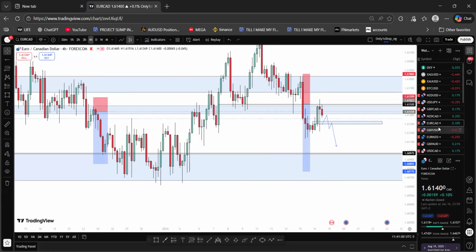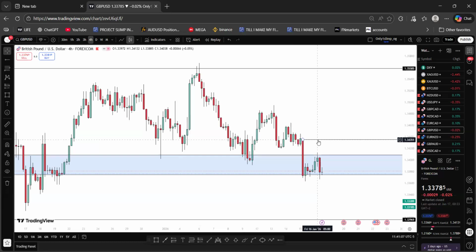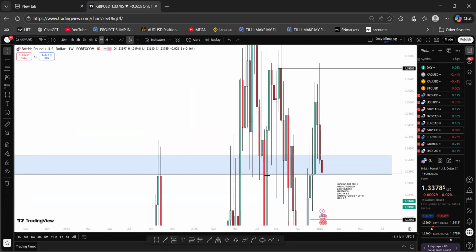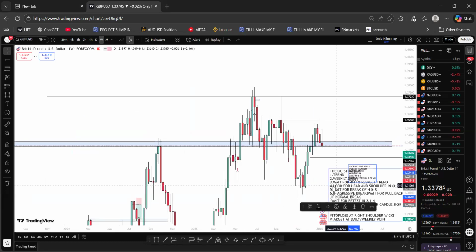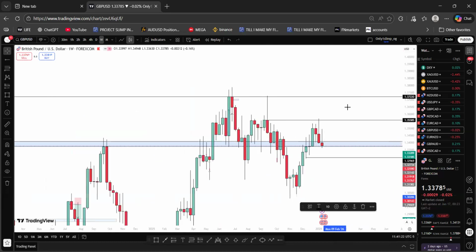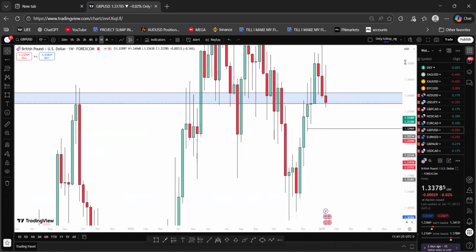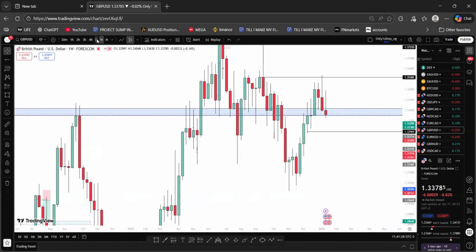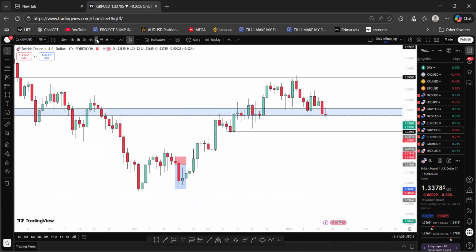Oh, let's see what other pairs have. We're having USD GBP. I rarely trade this pair, but let's see what we have this week. So you can see this market is still very much bearish. You can see this market is still very much bearish on the weekly, and the daily is also now bearish too.